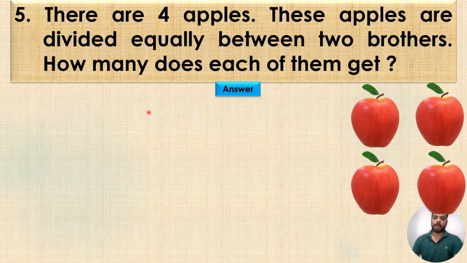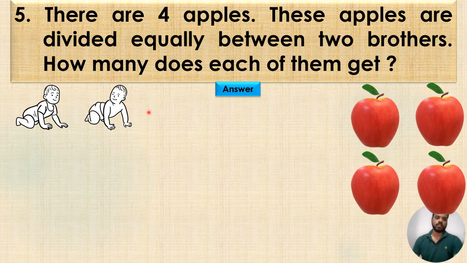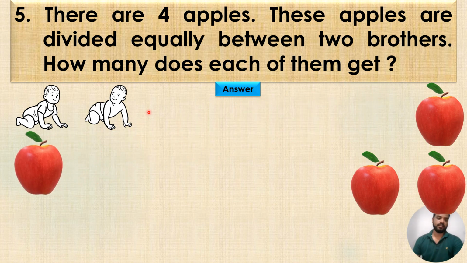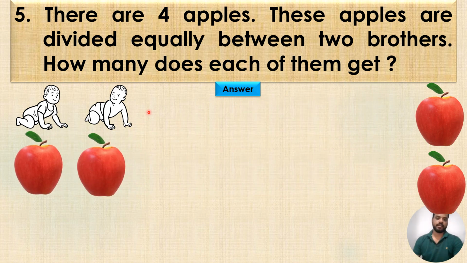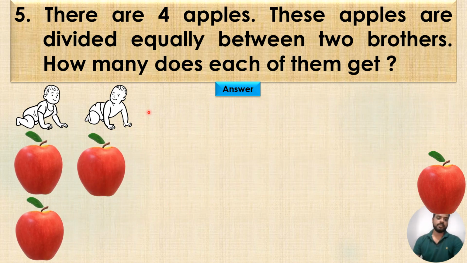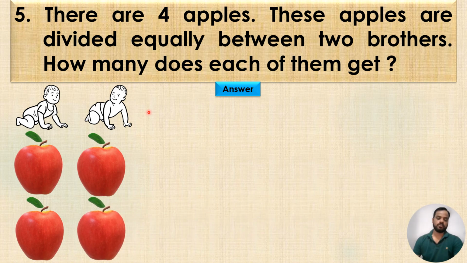So 4 apples, 2 brothers. We have to divide 4 apples between 2 brothers. So first apple, second, third, fourth. So each of them gets 2 apples. So how to solve? Let us see.